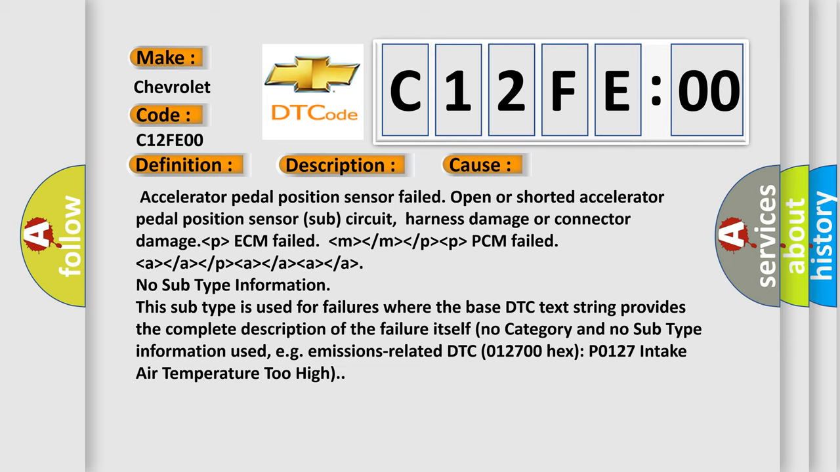No subtype information. This subtype is used for failures where the base DTC text string provides the complete description of the failure itself. No category and no subtype information used, e.g. emissions related DTC 012700 hex P0127 intake air temperature too high.